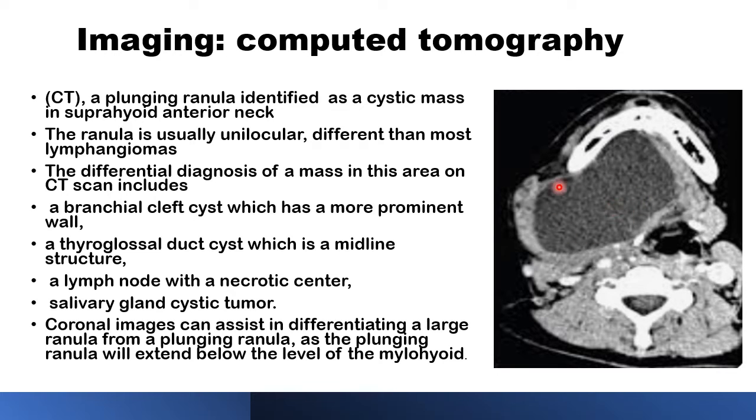A thyroglossal cyst, the other differential diagnosis, is usually strictly midline or paramedian. A lymph node that has a necrotic center would usually show in the parapharyngeal space with several lymph nodes around as well. The other differential diagnosis would be a salivary gland cystic tumor. And again, coronal cuts with the CT scan can help to detect a plunging component of the ranula in the neck.